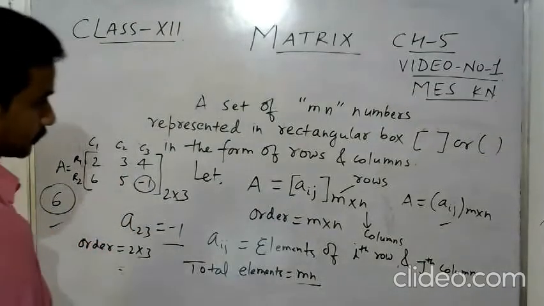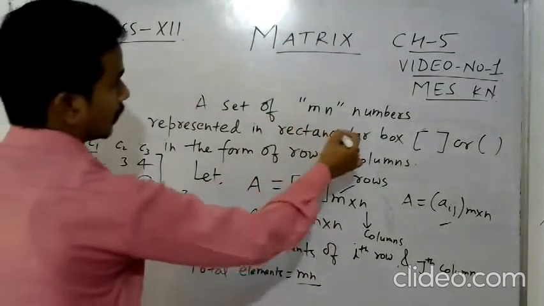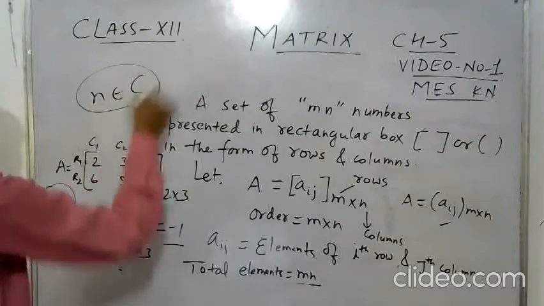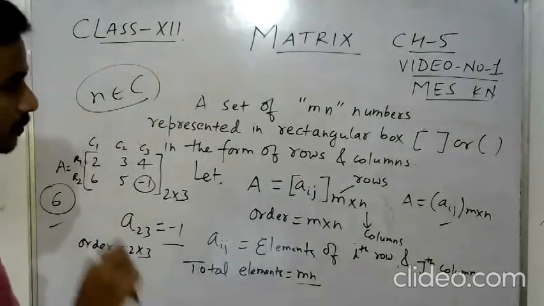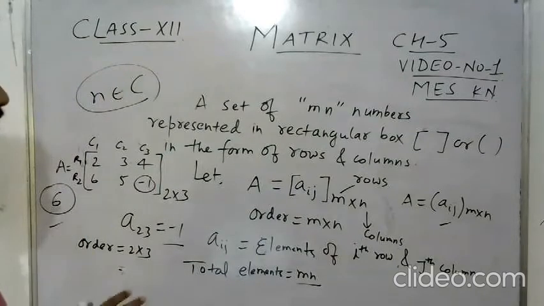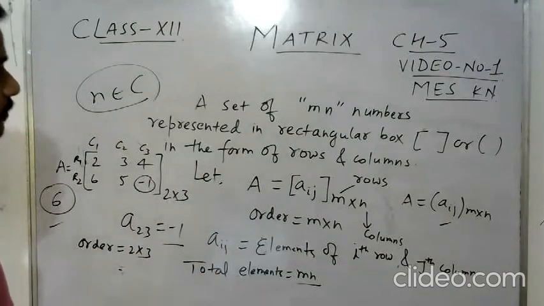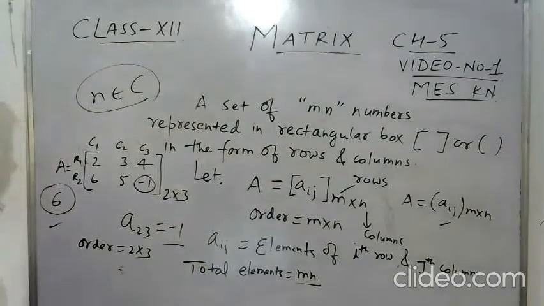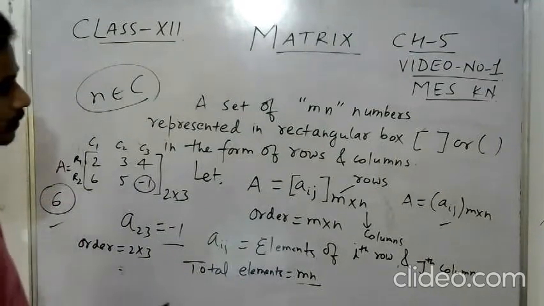So a matrix is a set of mn numbers. These numbers can be any complex number, real number, rational number, integer or whole number, or it can also be any function like a trigonometric function or logarithmic function, or any algebraic expression also. In this way you will represent a matrix.